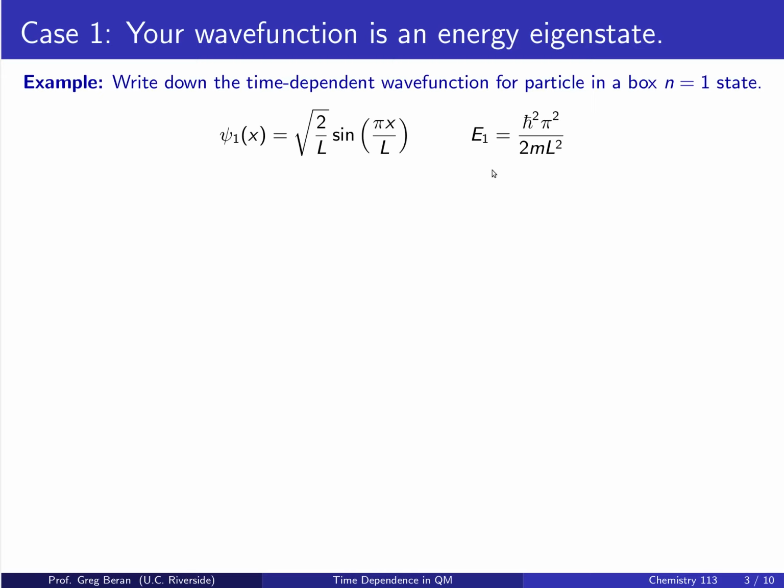But I'm going to leave the ħ here because it's going to be a little easier when we start throwing in the time-dependent part. So this is our ground state for the particle in a box and its corresponding energy.